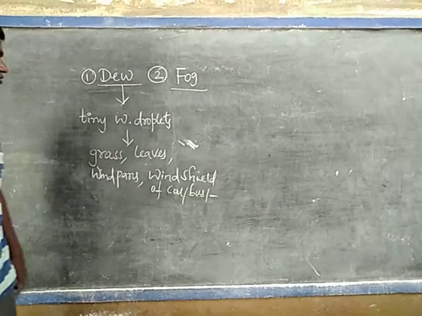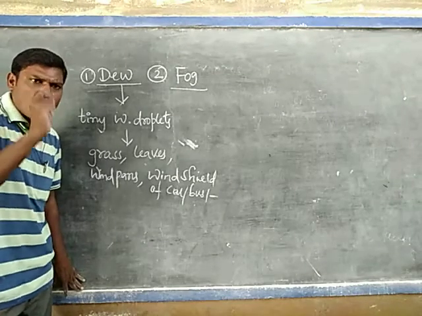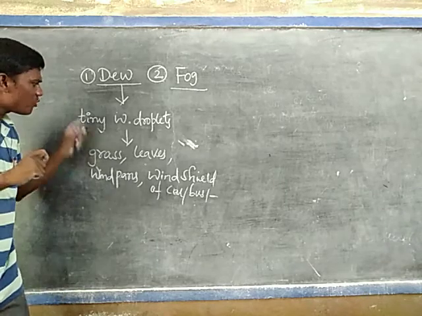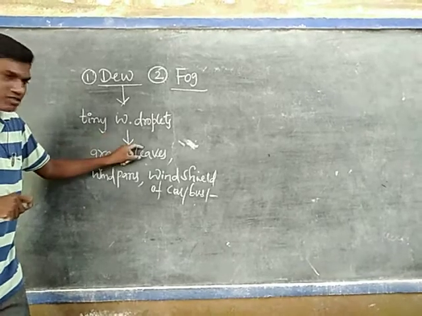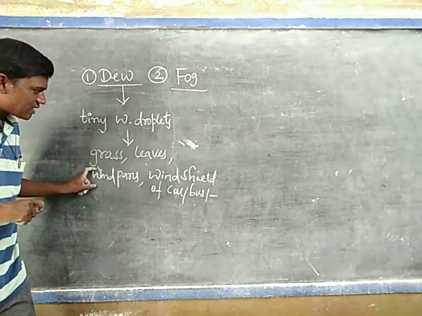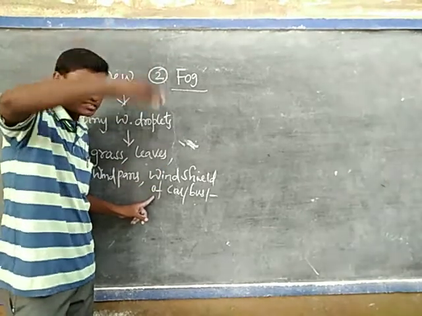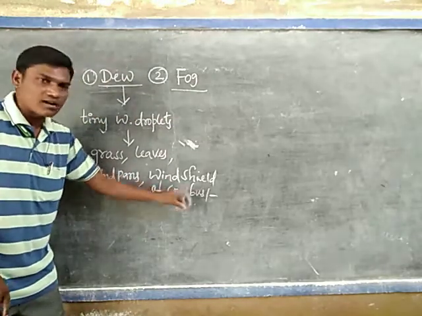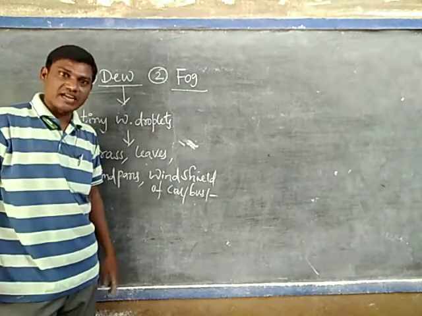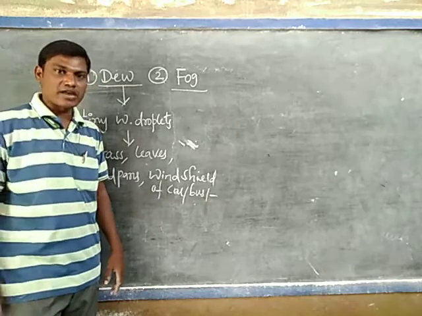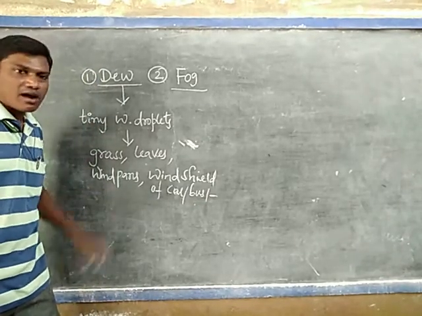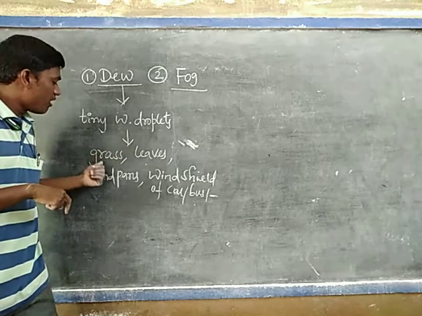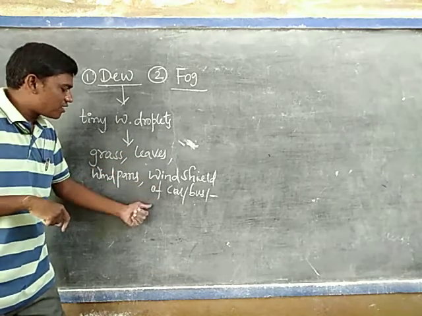So you are observing some tiny water droplets. Listen carefully: during the winter season, some tiny water droplets are seen on the leaves and the grass, window panes, and the windshield, that is, the shield in front of a bus, car or truck. You can even write something there with your finger. Listen very carefully. During the winter season, some tiny water droplets are observed on grass, leaves, window panes, and the windshield of a car, bus or truck.